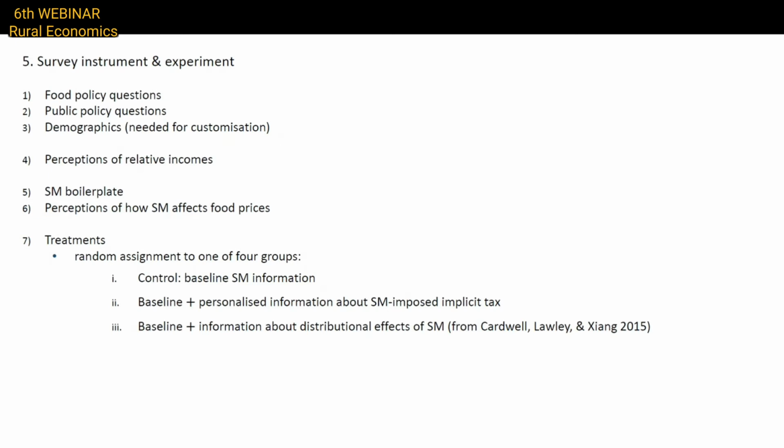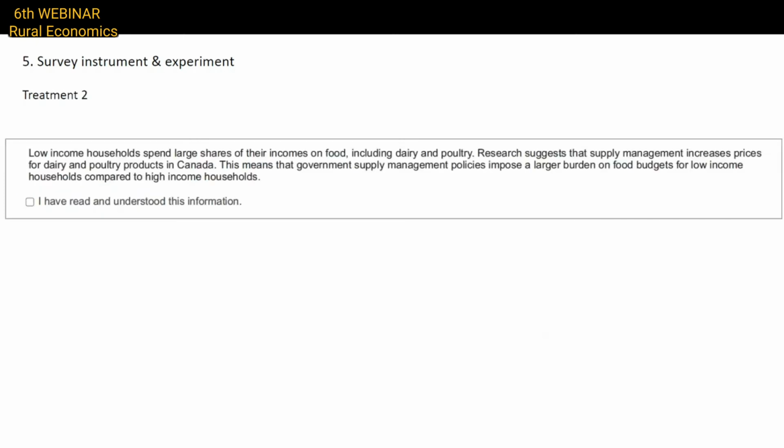Okay, the second treatment arm, or the third group, gets that baseline plus a statement about the distributional effects that I described early on in this presentation. So basically, we're trying to distill Engel's law into one short paragraph that people can understand. We want to convey to them, here's this policy, it's relatively more burdensome on low income than high income people. So they get this statement here. Research suggests that it increases prices. This means it's a larger burden on poor people than rich people. Okay, so that's the second treatment arm, or the third group.